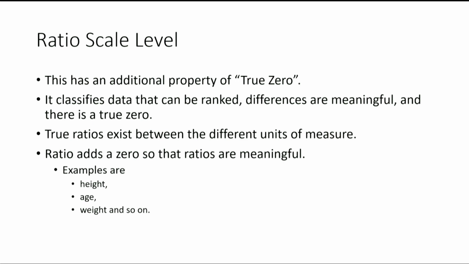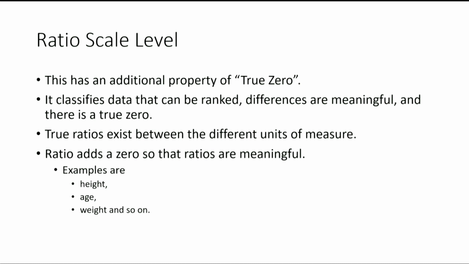So the next one is a ratio scale. Ratio scale, that is the last one in the scale. This particular one also has an additional property of true zero. That is, when you see any zero, that zero has meaning. This particular one has classified data. The classified data can be ranked. The differences are also meaningful, and there is a true zero.